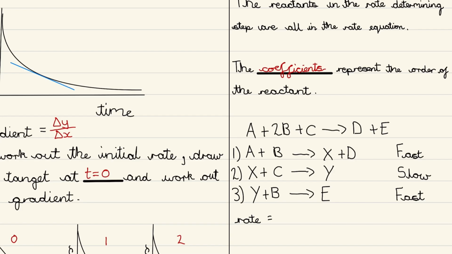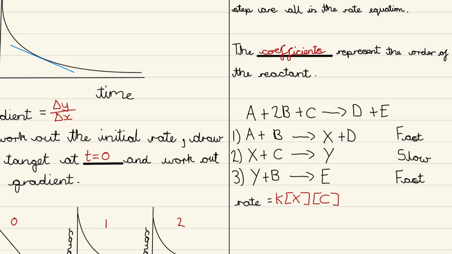So for example, here we're told that step 2 is the slowest step. So the rate equation is going to be k[X][C]. However, X is made from the reactants A and B. So we can break X down into A and B. So we get that rate is equal to k[A][B][C].